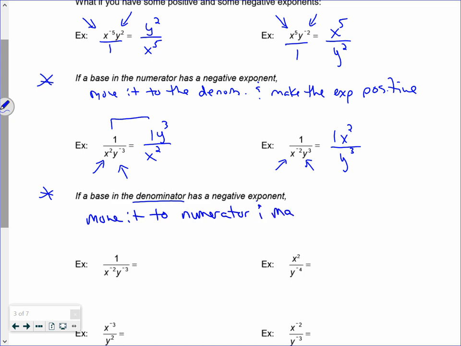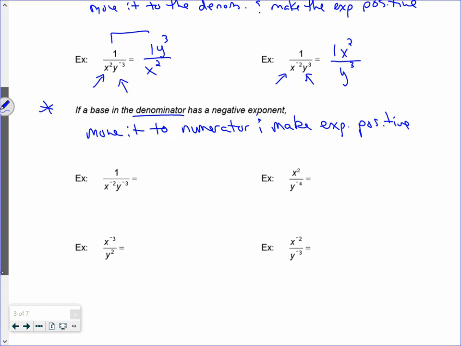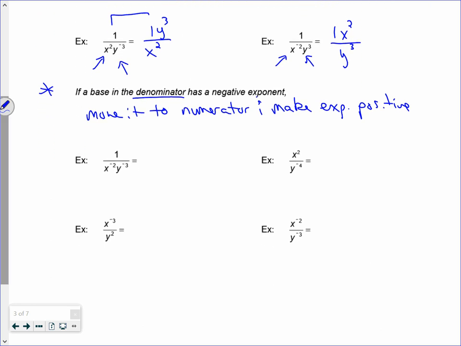And make the exponent positive. Okay? So at this point, I'm just going to now work a few examples of different scenarios that might play out. In this first example here, both of these exponents are negative. So when I set up my fraction, this 1 just transfers over. Both of those bases flip to the top. And if everything flips up to the top, and there's nothing left in the denominator, we put a 1 there. Okay? And if there's nothing in the denominator but a 1, we tend to leave that off.